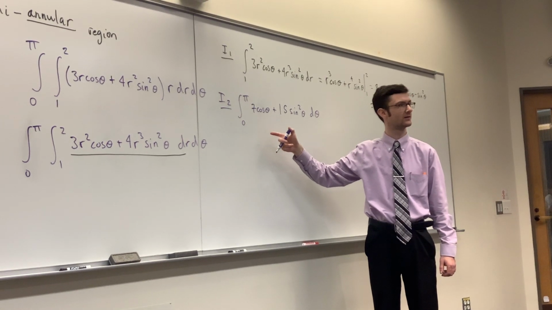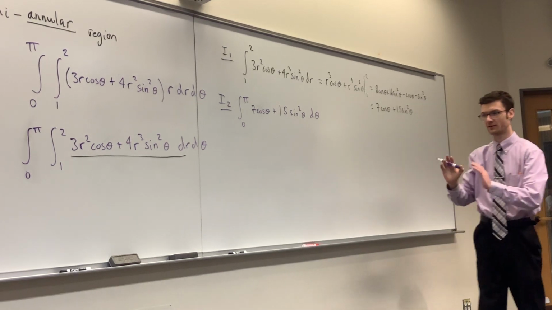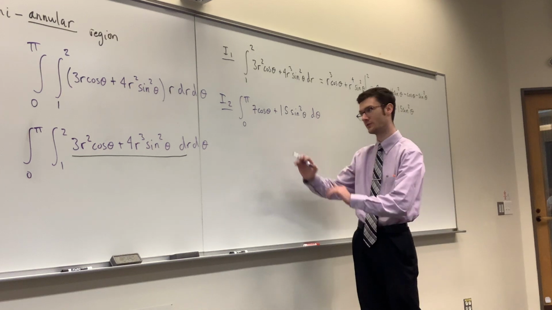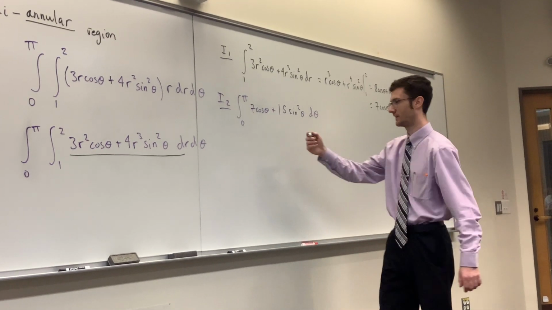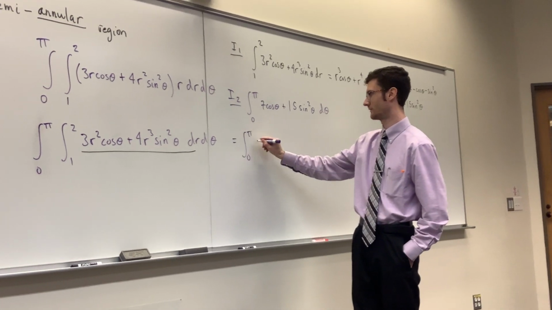It's 0, right? So once you see a lot of these, you kind of develop an intuition for which of these are going to be 0. But let's just do it out in full. So before I do anything to this 7 cosine, let's just keep that there.